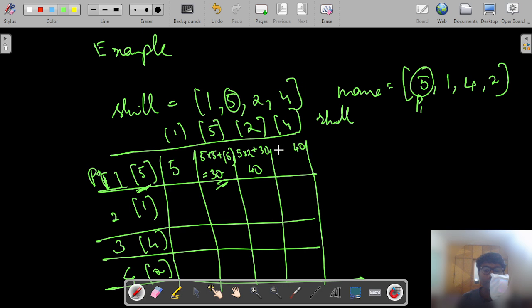Similarly here, 40 plus 4 into 5, which is 20. This takes a value of 60, right? Now similarly, if we need to start working with potion 2, we can say all the skilled workers would have finished their duty at the 60th second.